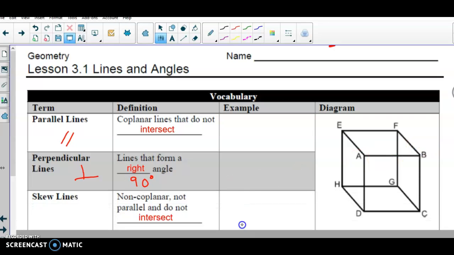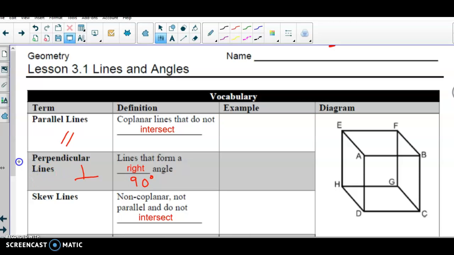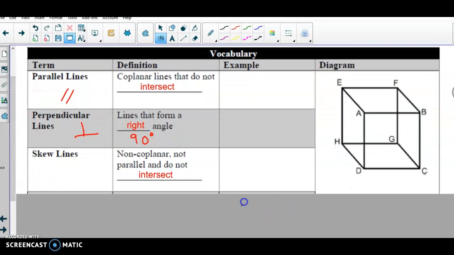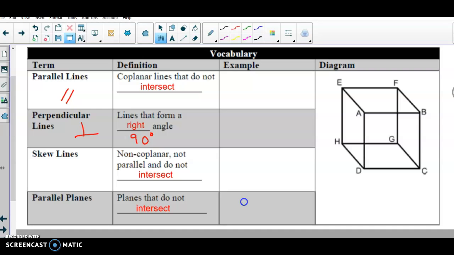Skew lines are neither parallel nor perpendicular. They are non-coplanar, they're not parallel, and they do not intersect. There's not a symbol for skew lines, but we'll talk about skew lines here in just a minute. And then the other thing we're going to talk about will be parallel planes. They would be two planes that do not intersect. And again, the symbol for parallel are the two slash marks.